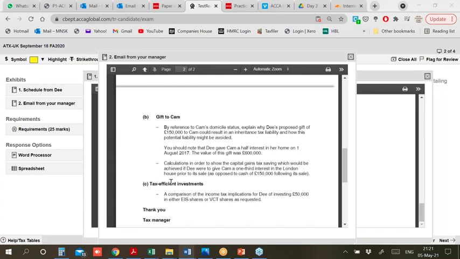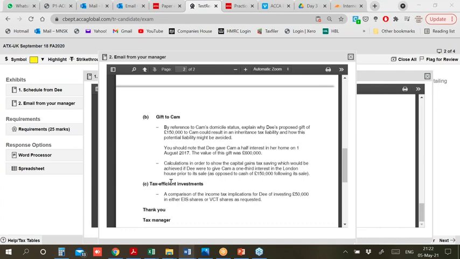Now, in the second bit, he's asked me for the calculations to show the capital gains tax savings which would be achieved if D were to give CAM a 1/3 interest in the London house prior to sale, as opposed to cash of 150 following its sale. So rather than D first selling the house and then giving 150 out of that money to CAM, the examiner is asking, wouldn't it be better that before selling the house, they jointly elect and 1/3 ownership is transferred to CAM, 2/3 to D, and then they sell the house, and the gain will split accordingly as well.